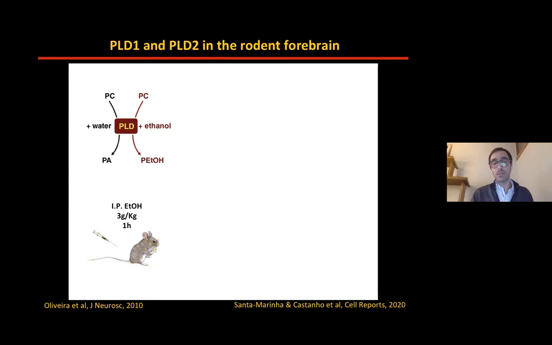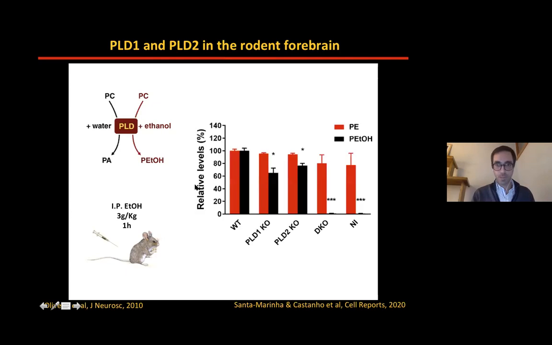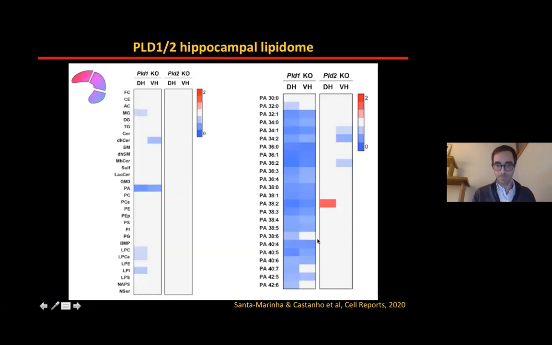And then after 1 hour, we dissect the brain, in this case, the forebrain. We extract the lipids, and then we measure the levels of phosphatidylethanol. And here, phosphatidylethanol is represented in these black bars. And we can see that the total PLD activity goes down in PLD1 knockout animals. It also goes down in PLD2 knockout animals. And it's basically absent in double knockout PLD animals.